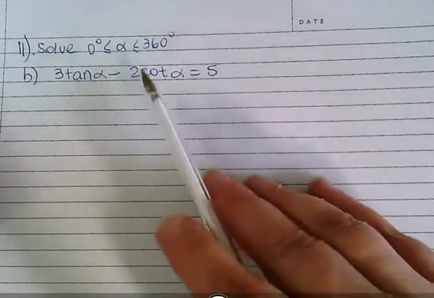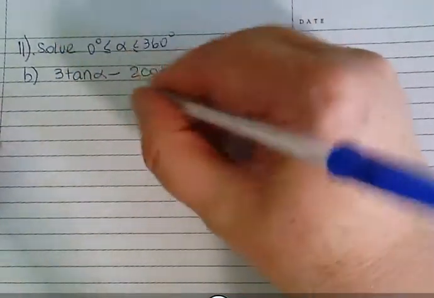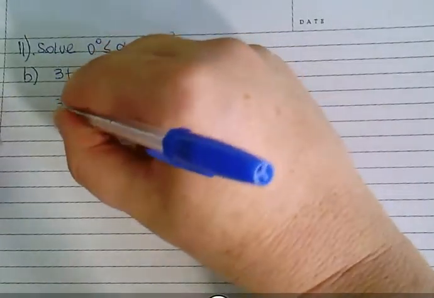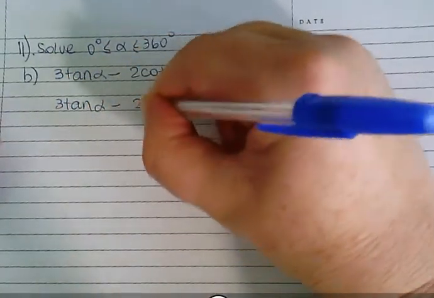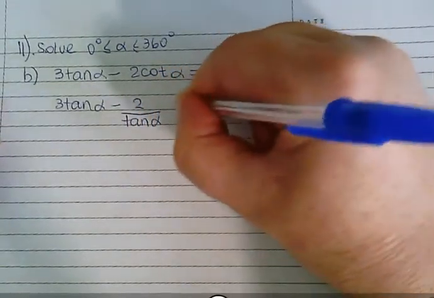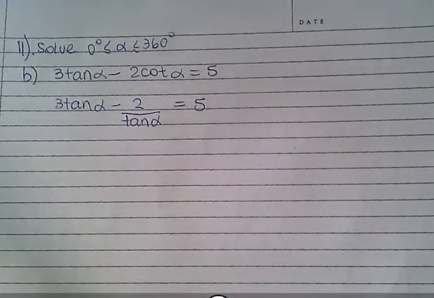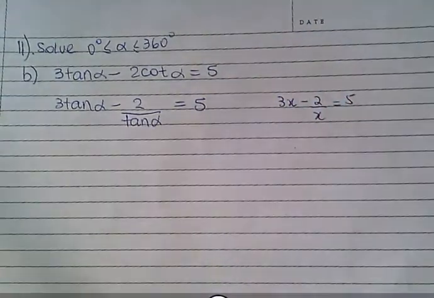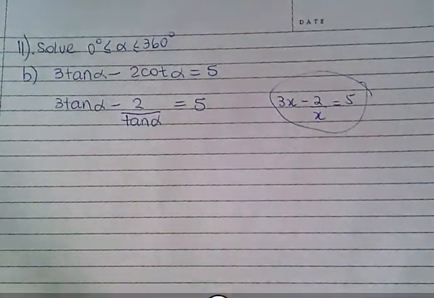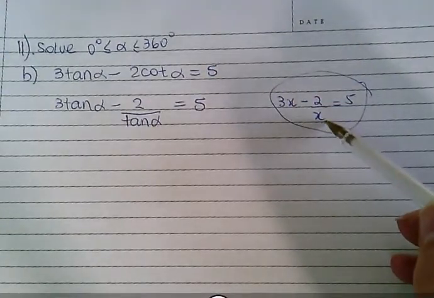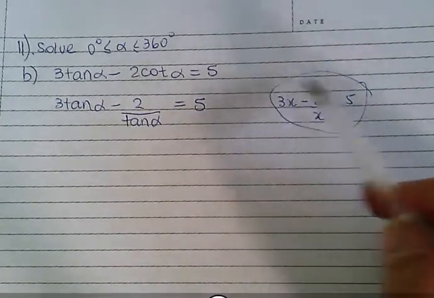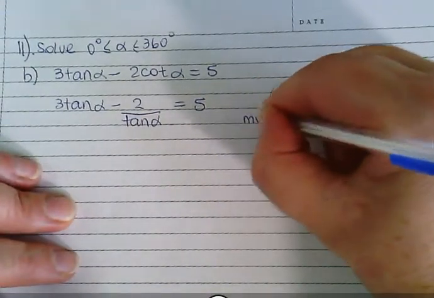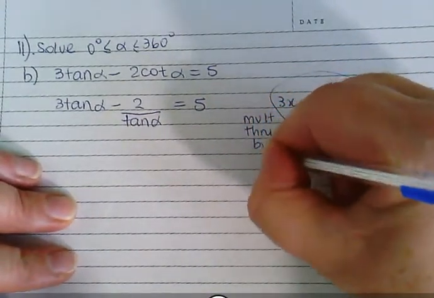So the first thing that you've said to do is to change cot to 1 on tan. Does the 2 stay on the top? Yes. So we've got 3 tan alpha minus 2 over tan alpha equals 5. This is like having the equation 3x minus 2 over x equals 5. What do you do with something like that? We want to get rid of this x. You multiply through by x in this one. Here we multiply through by tan alpha. So what we're going to do is multiply through each term by tan alpha.